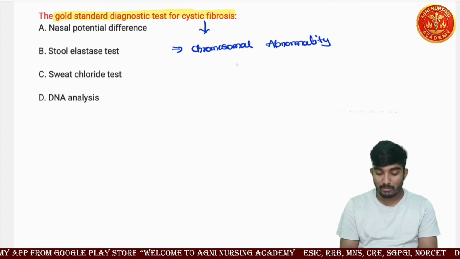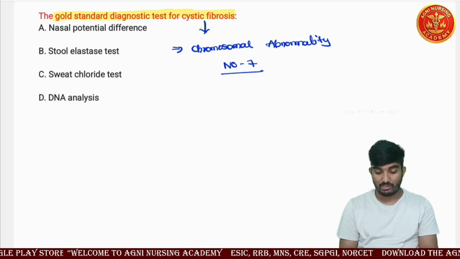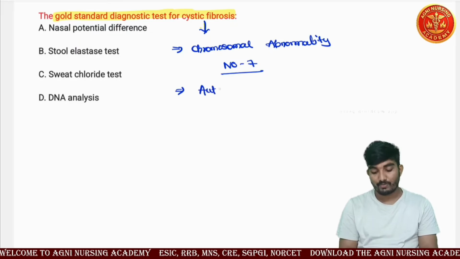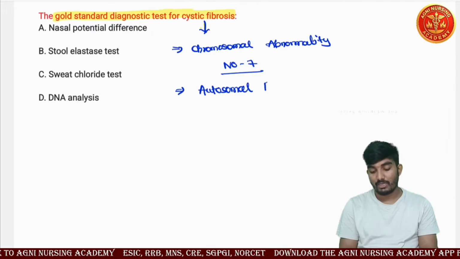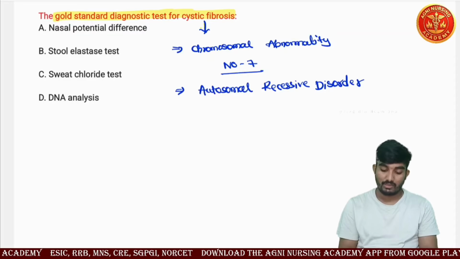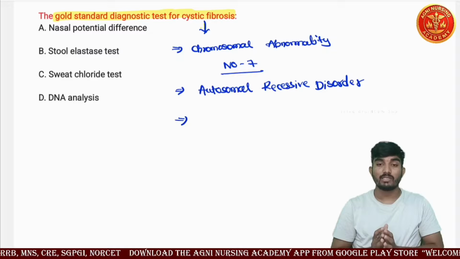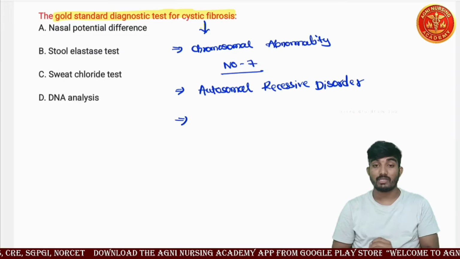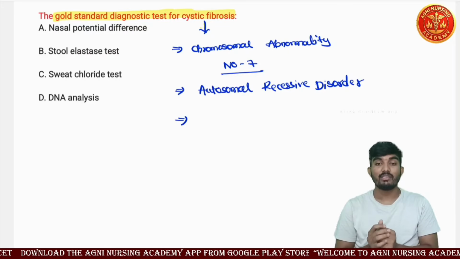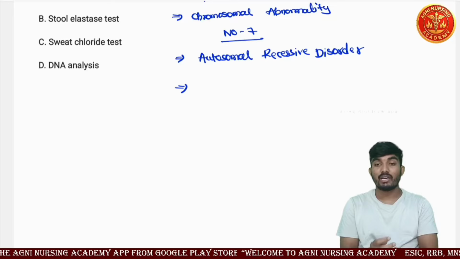In this, chromosome number 7 is affected in cystic fibrosis, and it is the pattern of gene. The pattern of inheritance is an autosomal recessive disorder. In cystic fibrosis, what happens is that the exocrine glands and their ducts, all the secretions from the exocrine glands, are thick in cystic fibrosis. And it affects the systems.